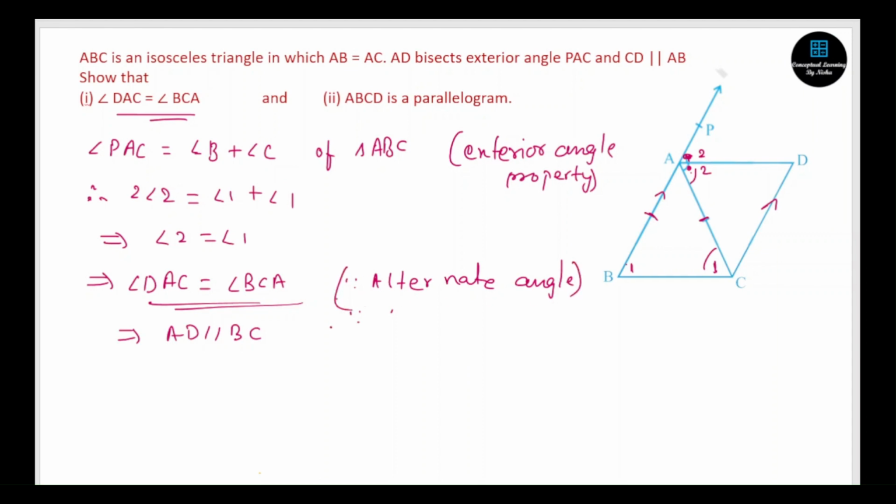Okay, now see, we already learned the theorem that if both pairs of opposite sides of a quadrilateral are parallel, then it is a parallelogram. Now CD is parallel to AB is already given. So what can I say? Yes, it is proved. ABCD is a parallelogram.